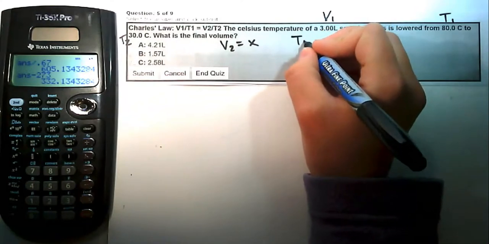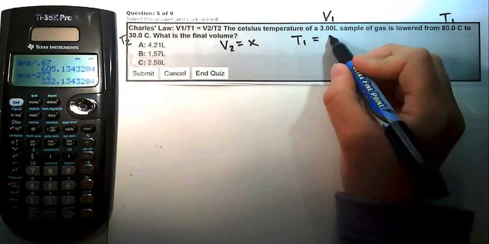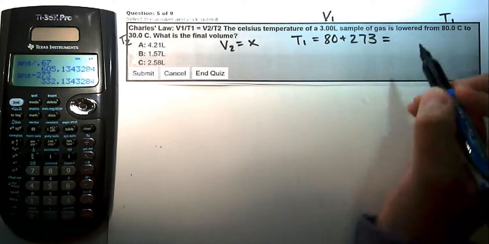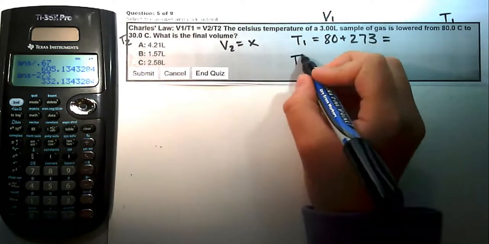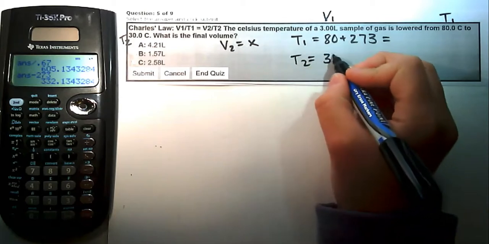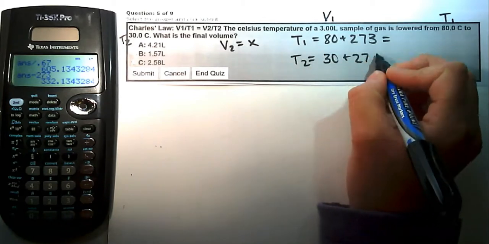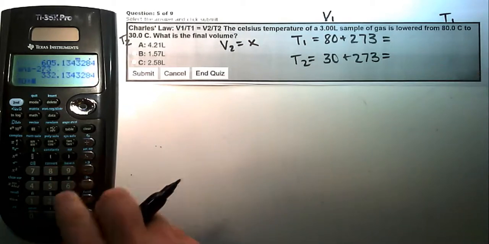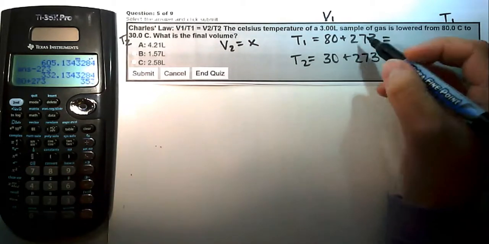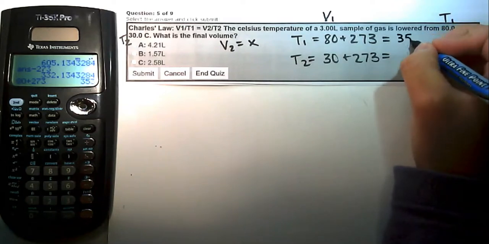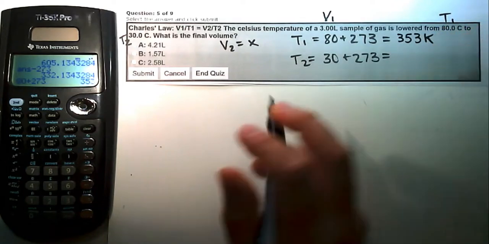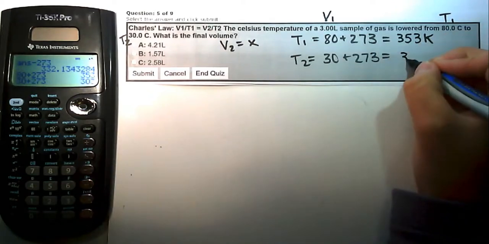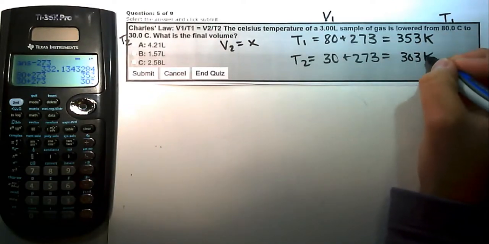So T1 is 80 degrees Celsius, so plus 273 will give us our temperature in Kelvin, and T2 is 30 degrees Celsius plus 273 will give us our temperature in Kelvin. So 80 plus 273 is 353 Kelvin, and 30 plus 273 gives us 303. I really should have done that one in my head.